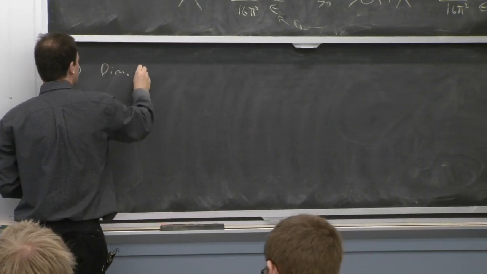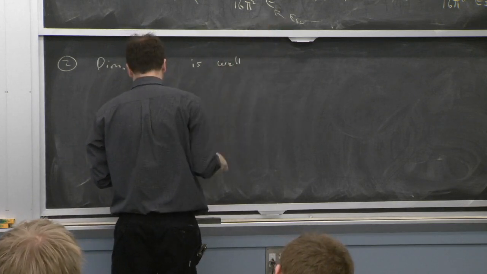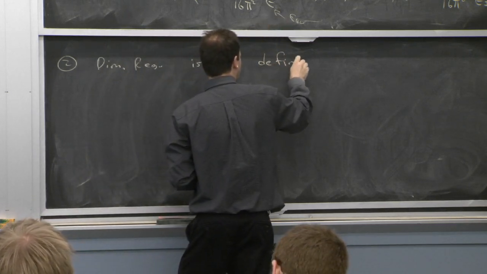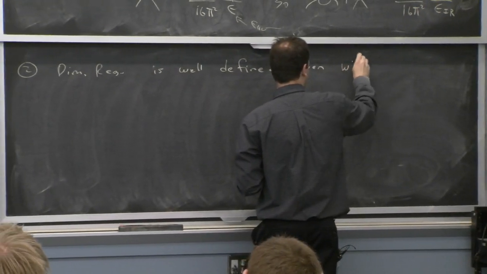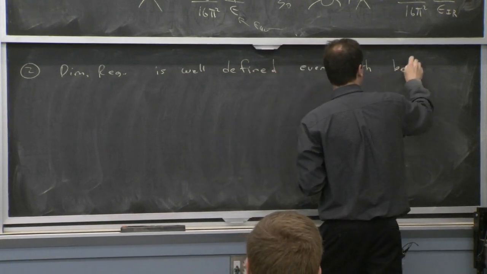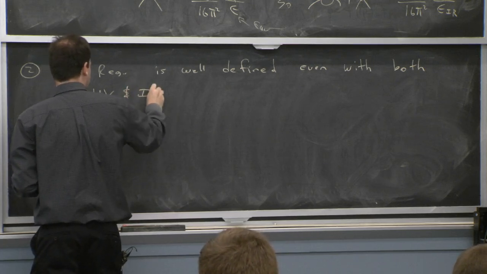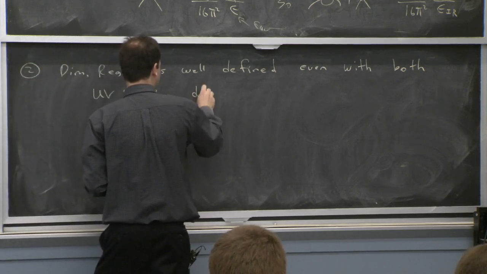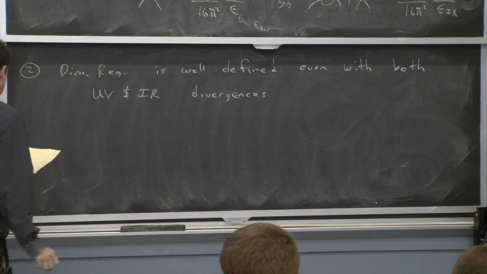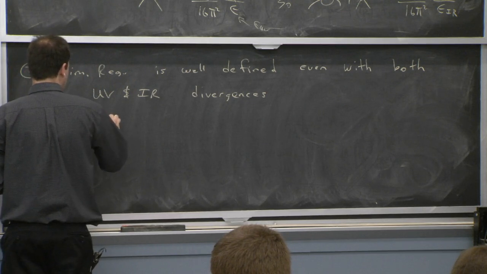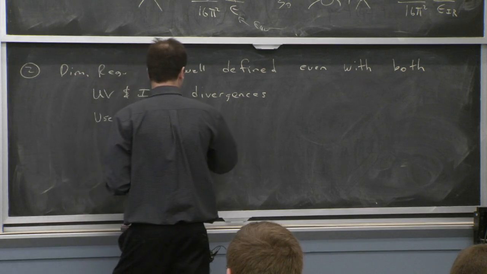Another thing that can be confusing about dim reg is that it regulates both UV and IR poles. And even though it's doing that, and even though you need different values of epsilon if you want to do that, it's actually still a well-defined procedure, even in the presence of UV and IR poles, even if they're both in the same integral. And basically, you're using analytic continuation here.